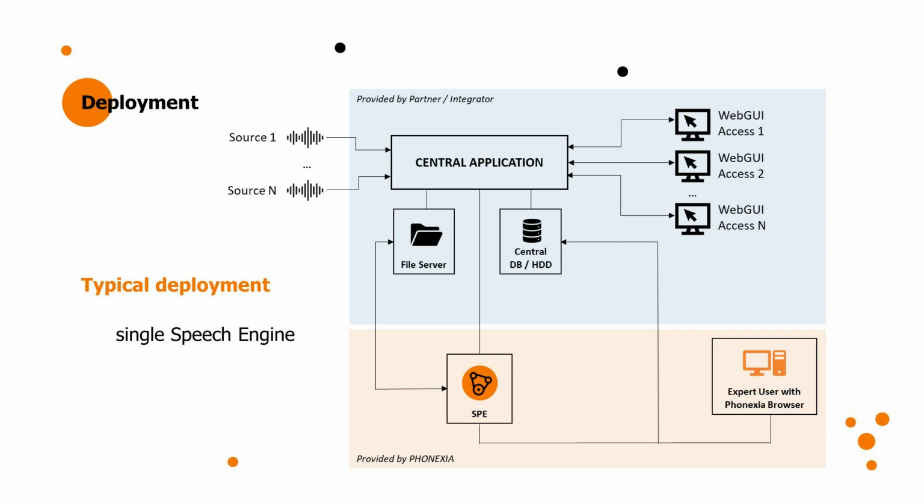The top part of the scheme shows the main part of the deployment, which is provided by the partner or integrator. The central application, which takes care of the following: handles recordings coming from various sources, stores them on a file server, handles registering or uploading of the recordings to speech engine, handles further processing of the recordings by the speech engine and storing of the results in a database, and provides additional analytical layer and presents the results to users, for example using a web-based interface.